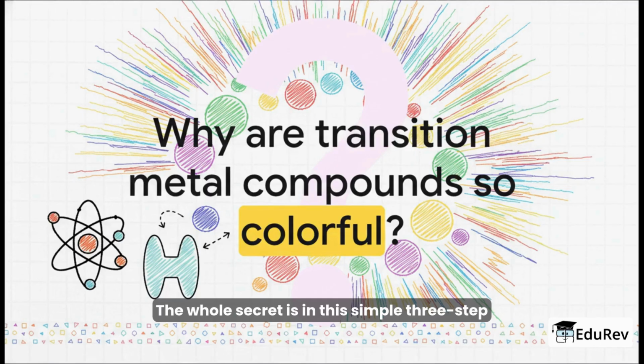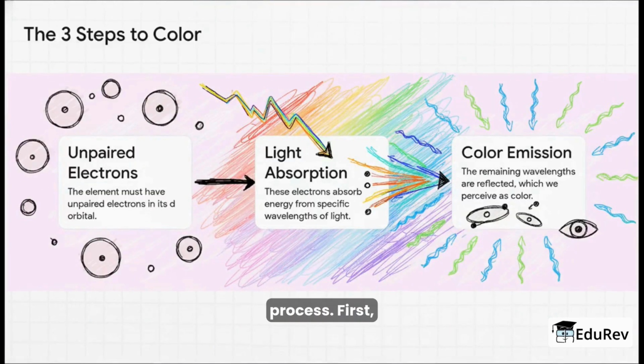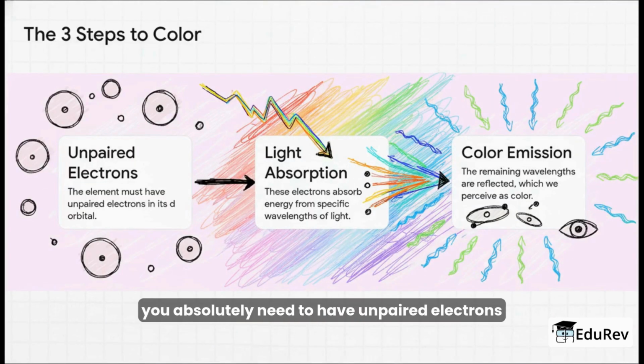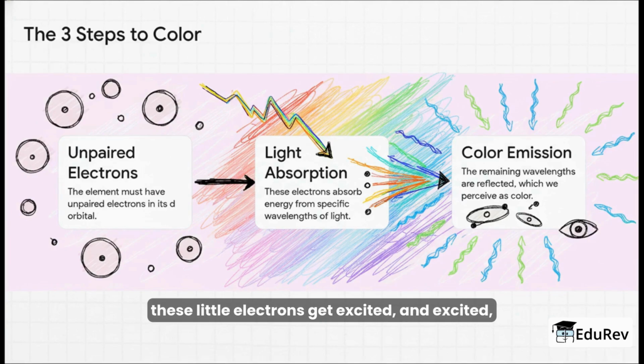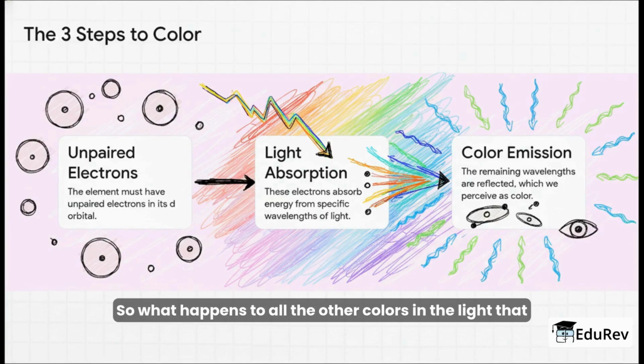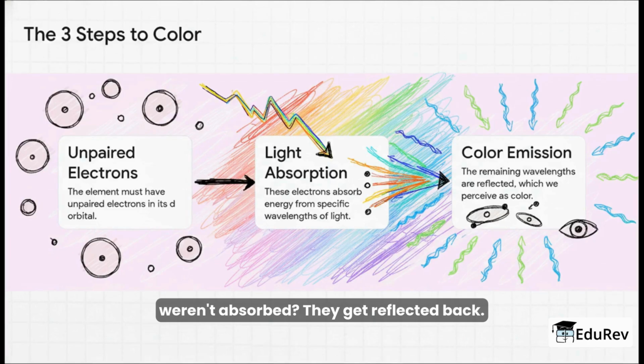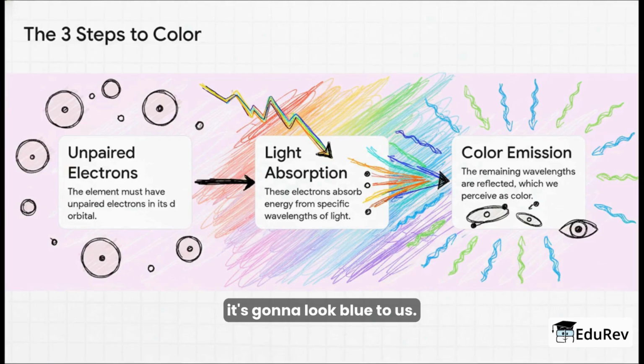The whole secret is in this simple three-step process. First, you absolutely need to have unpaired electrons in those d orbitals. When light hits the compound, these little electrons get excited and absorb energy of a specific color to jump up to a higher energy level. So what happens to all the other colors in the light that weren't absorbed? They get reflected back. And that's the color our eyes see. So if a compound soaks up orange light, it's going to look blue to us. It's as simple as that.